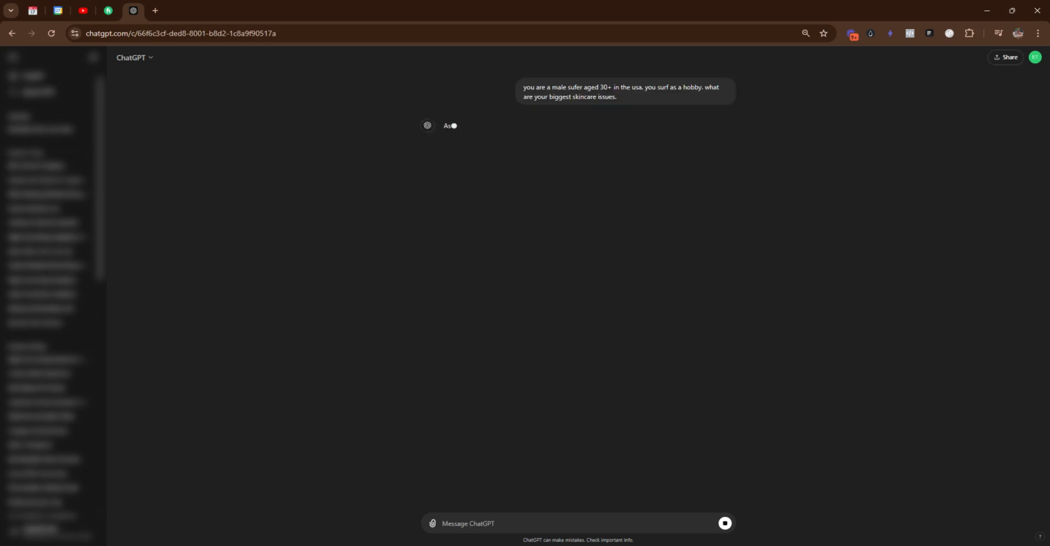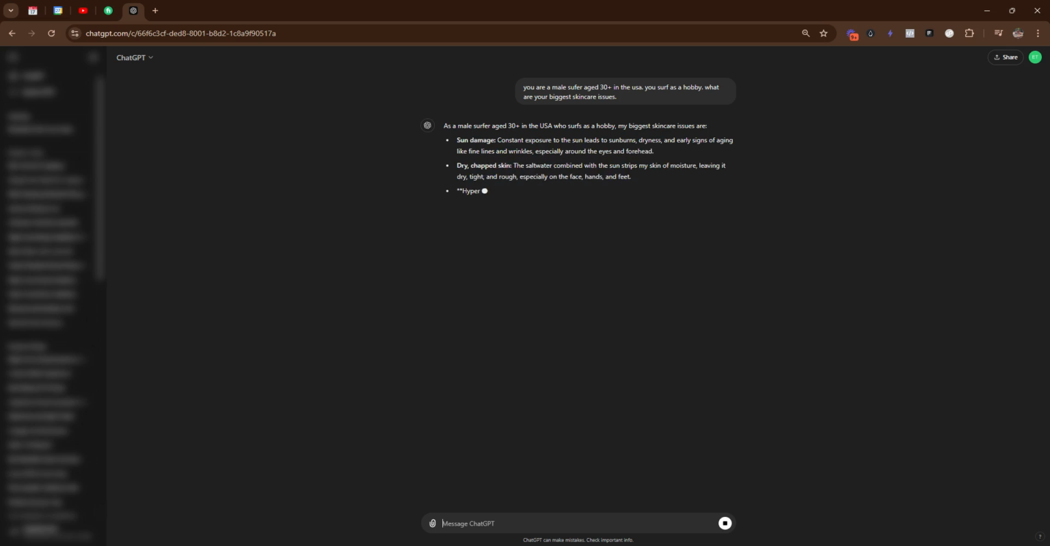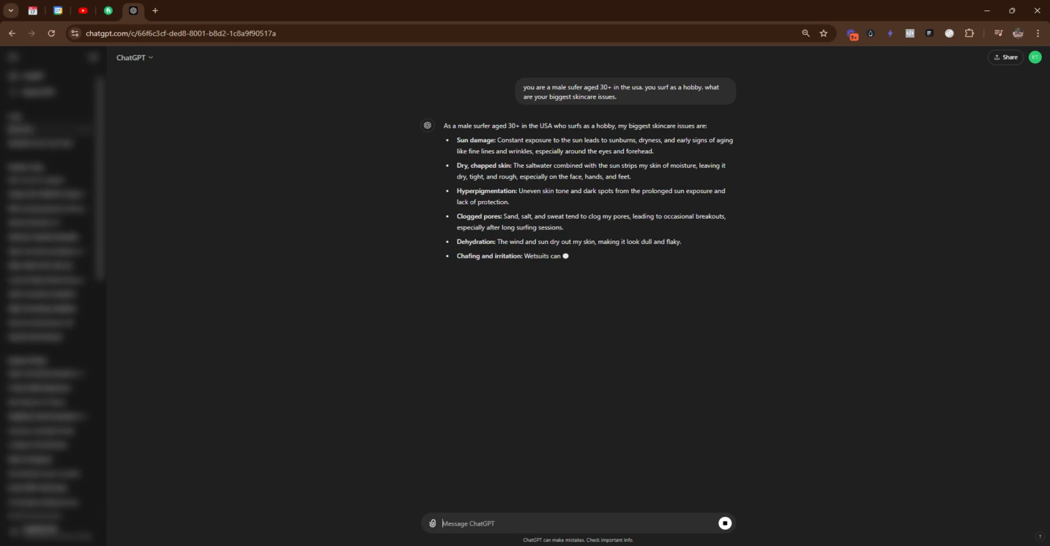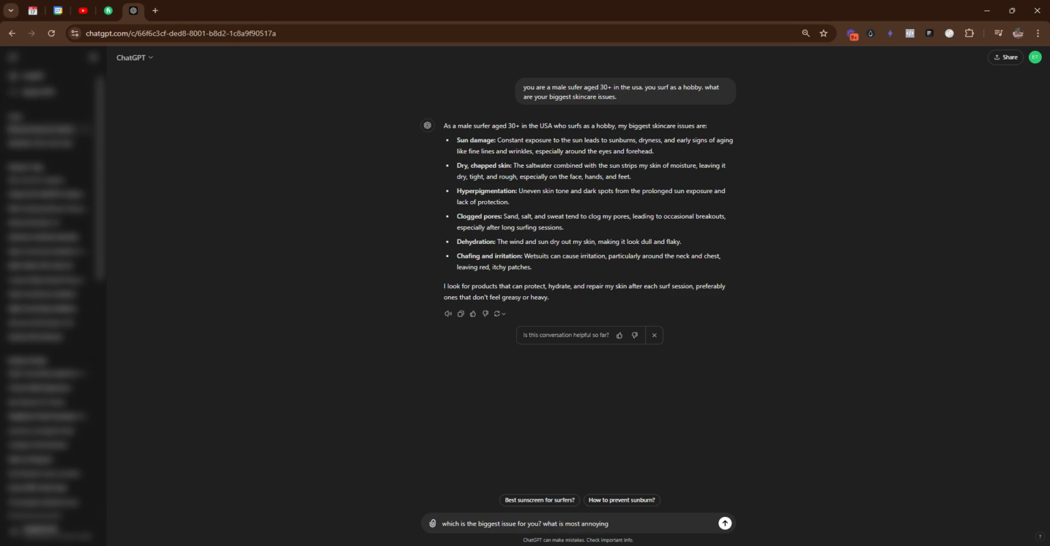So this is what we're looking for. It's going to tell us what they are: sun damage, dry chapped skin. Okay, now it'll give us a few. This is good because you get a kind of general view. So we've got chafing, irritation, dehydration, clogged pores, etc. We're going to look at these and go, okay, this is going to be our first angle. So we ask, which is the biggest issue for you? What is most annoying? And then it'll tell us what is most annoying.